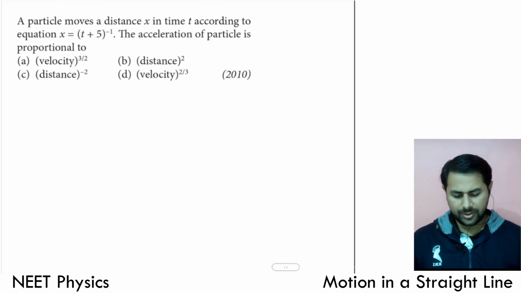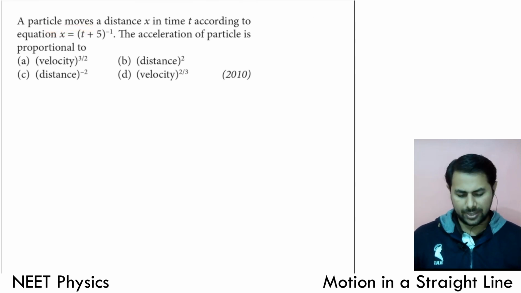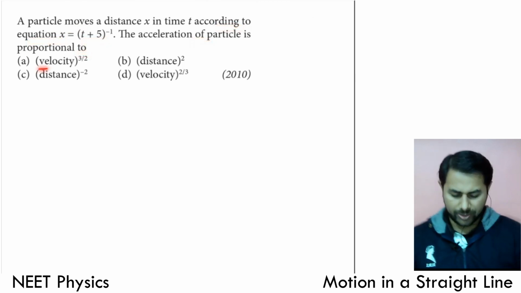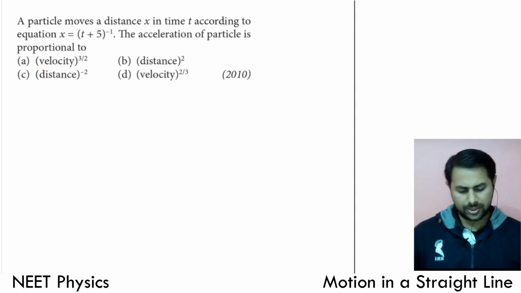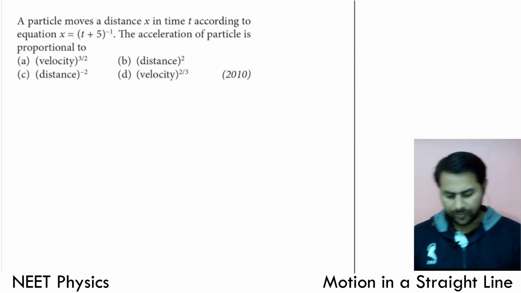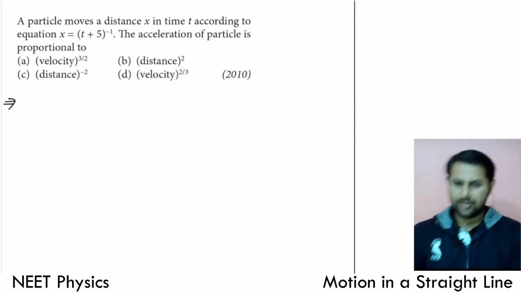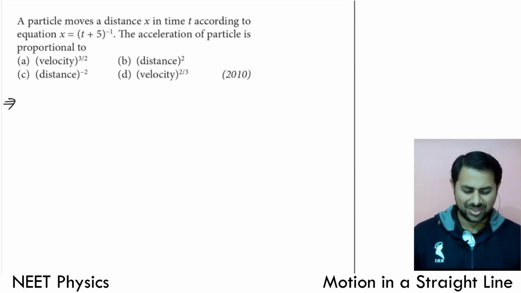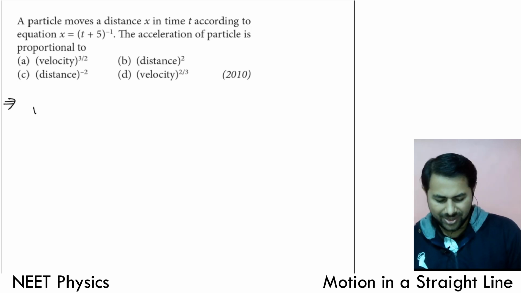Let's see next one. A particle moves a distance x in time t according to an equation given here. The acceleration of the particle is proportional to. Now see the options. They say velocity raised to 3 by 2, distance raised to 2, distance raised to minus 2, velocity raised to 2 by 3. So what does it mean? It means that you need to find out the velocity as well as acceleration, both of them. But we'll anyways need to find out velocity also, because to find acceleration we need to find velocity first.